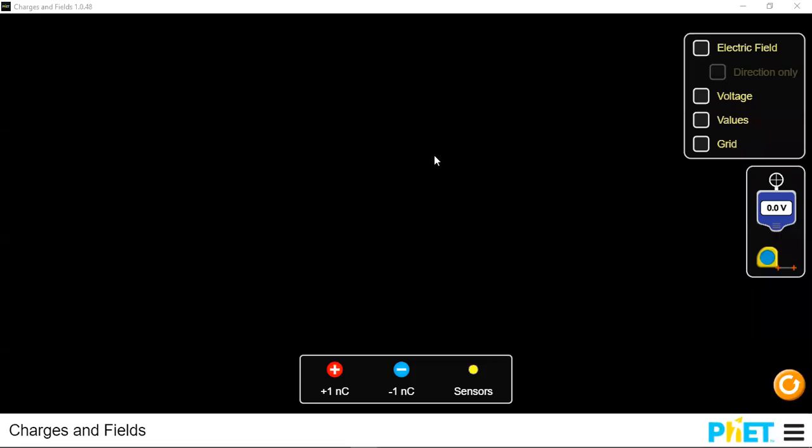So here I am. I've launched the PhET app called Charges and Fields. Again, you know that you have this. So we're going to try to set up the situation just as it is. And of course, we've got a positive charge on the left-hand side. We've got a negative charge on the right. I'm going to put in 2 charges because in fact it's twice the size of the positive charge.